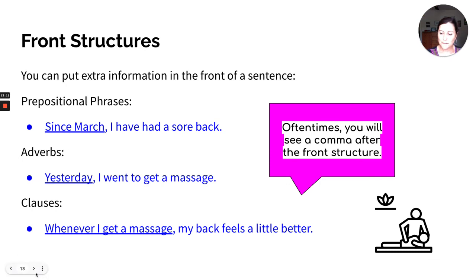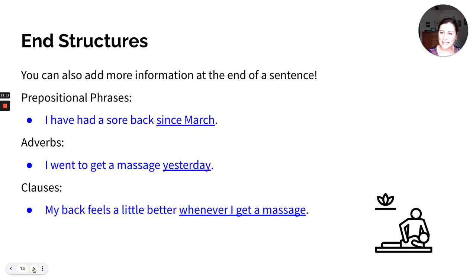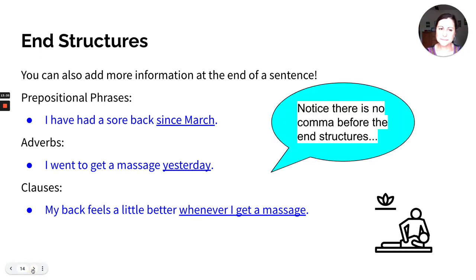You can put all of these things also at the end of a sentence. And those are called end structures. I have had a sore back since March. I went to get a massage yesterday. My back feels a little bit better whenever I get a massage. So that extra information can go at the end. And notice there is no comma.